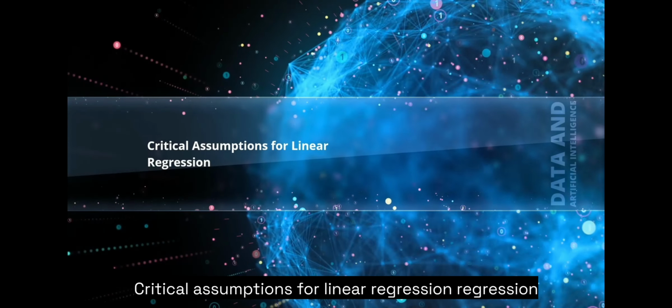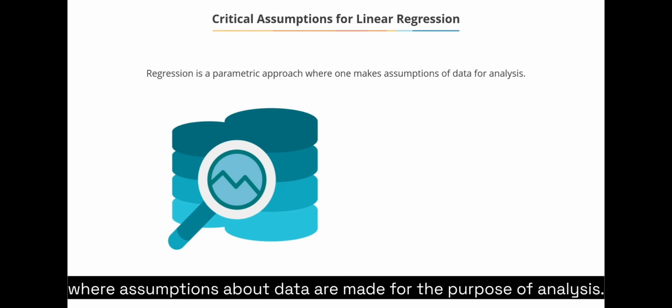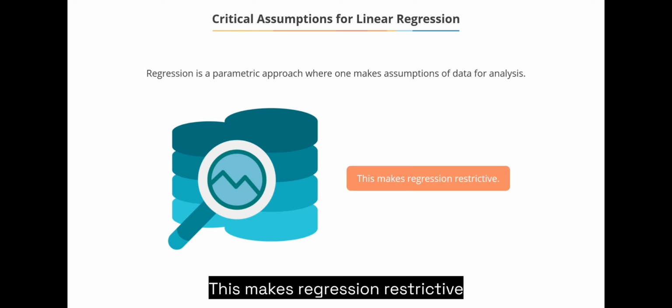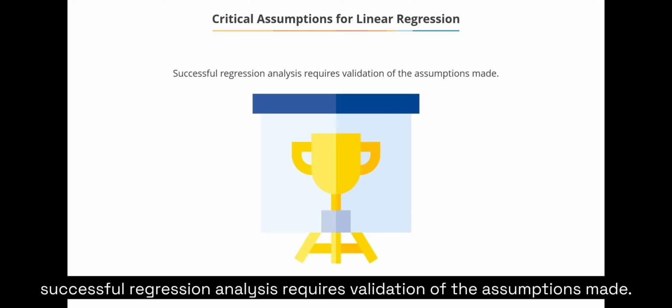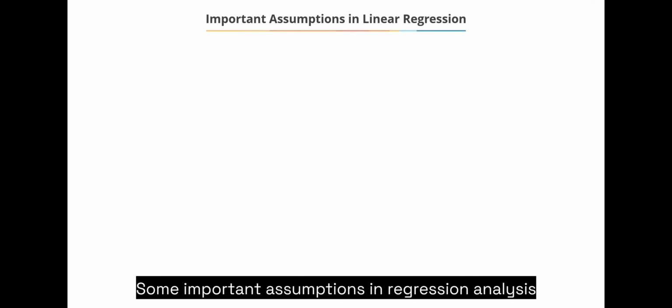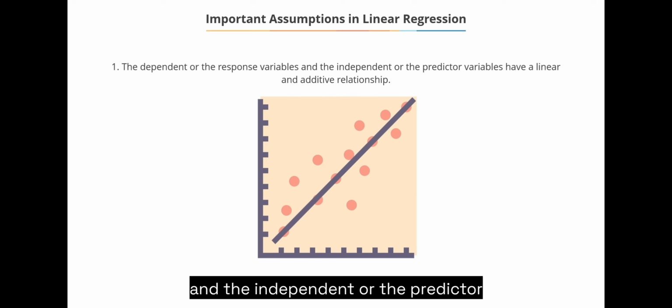Critical assumptions for linear regression. Regression, as you know, is a parametric approach, where assumptions about data are made for the purpose of analysis. This makes regression restrictive. Successful regression analysis requires validation of the assumptions made. Some important assumptions in regression analysis are the dependent or the response variables, and the independent or the predictor variables have a linear and additive relationship.